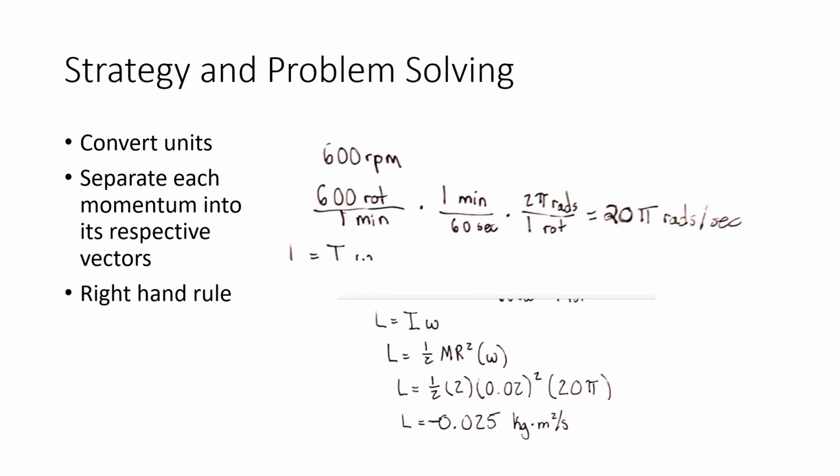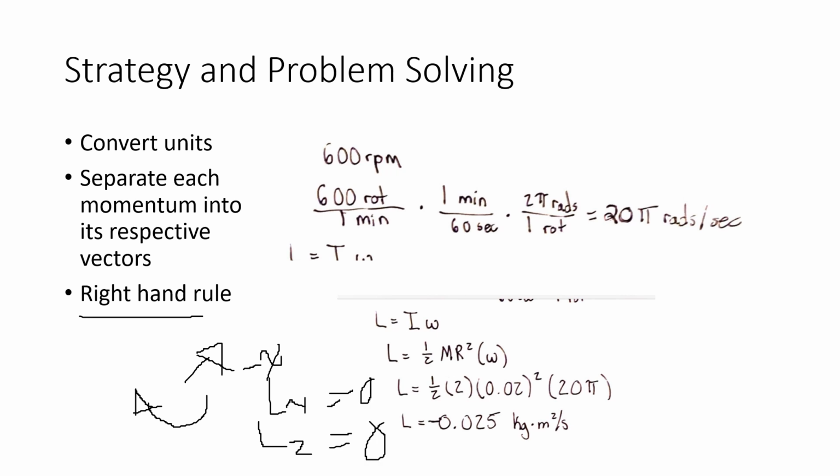To solve this problem, we need to use the right-hand rule. Looking at the previous picture, it was going this way, into the x-axis. So that specific vector is negative, in the negative x direction, with no other rotation, meaning in all the other directions, Ly and Lz equal 0.